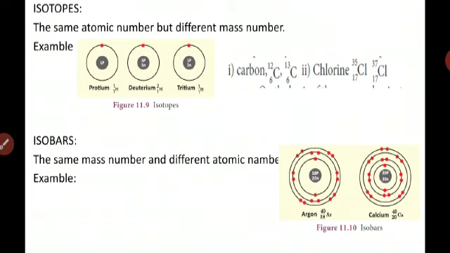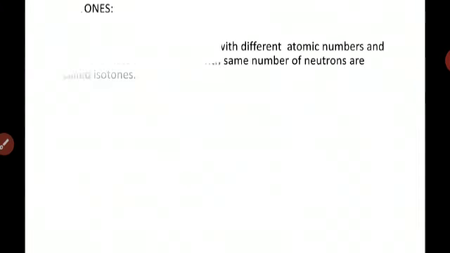Next, isobar. Isobar means the same mass number and different atomic number. You see here in this picture, the first one is argon, another one is calcium. Argon has atomic number 18 but mass number 40. Calcium has atomic number 20, mass number 40. Both have the same mass number 40 but different atomic numbers 18 and 20. It is called isobar.